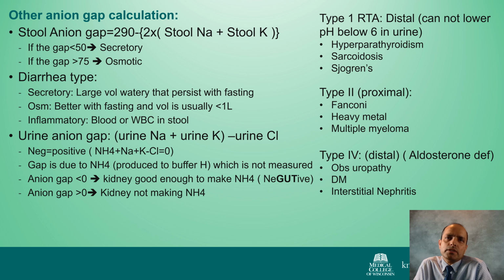All right, let's talk a little bit about other different kinds of anion gap, starting with the stool and urine. These are low-profile tests, but they give you a lot of information. These are board favorites, and this principle will be tested at different levels in medicine. Let's talk about stool anion gap. The formula for stool anion gap is 290 minus 2 times stool sodium and potassium. If the number is less than 50, it is secretory, and if more than 75, it is osmotic. Clinically, osmotic diarrhea gets better with fasting, and typically the volume is less than 1 liter. On the other hand, secretory diarrhea is large volume and persists with fasting. These are the clinical clues that help you differentiate.